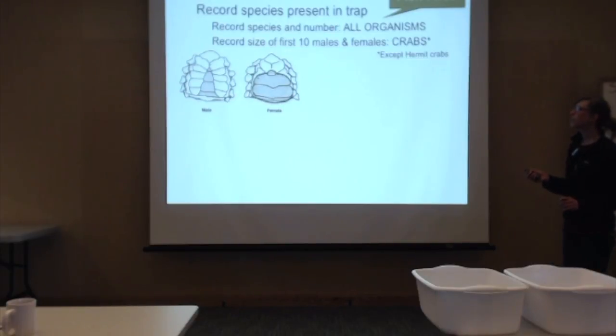So this is a picture of the underside of a crab. There would be legs coming out on either side. It's a little abstracted. But the female, the abdomen here is much rounder. It takes up all of the space next to the legs.